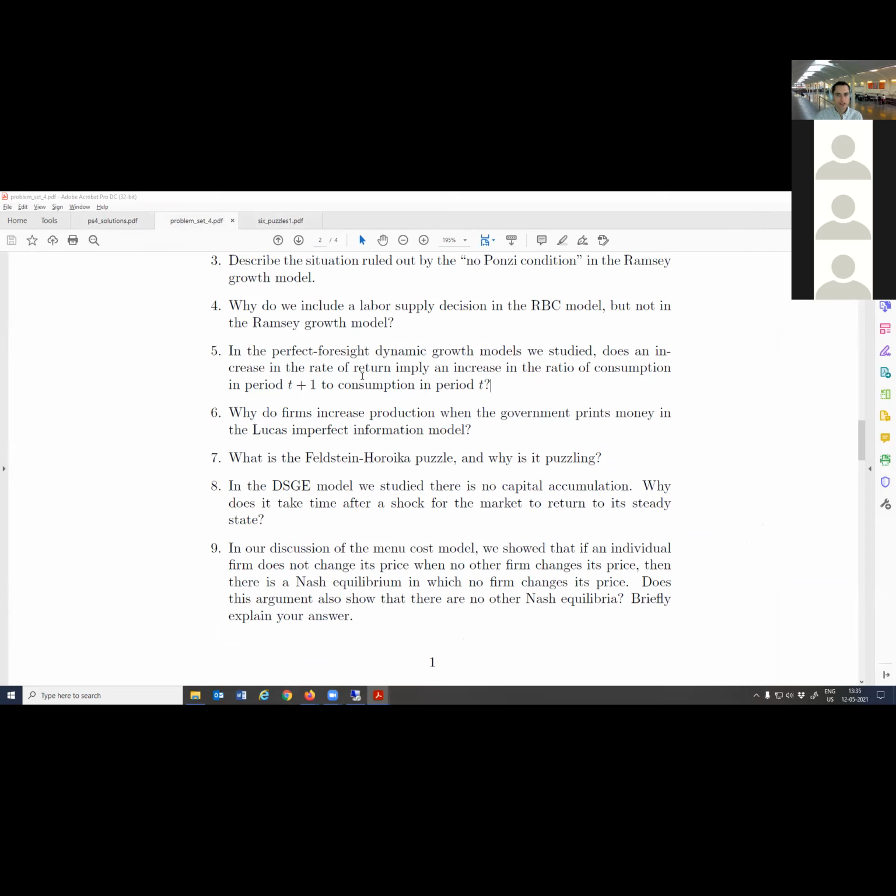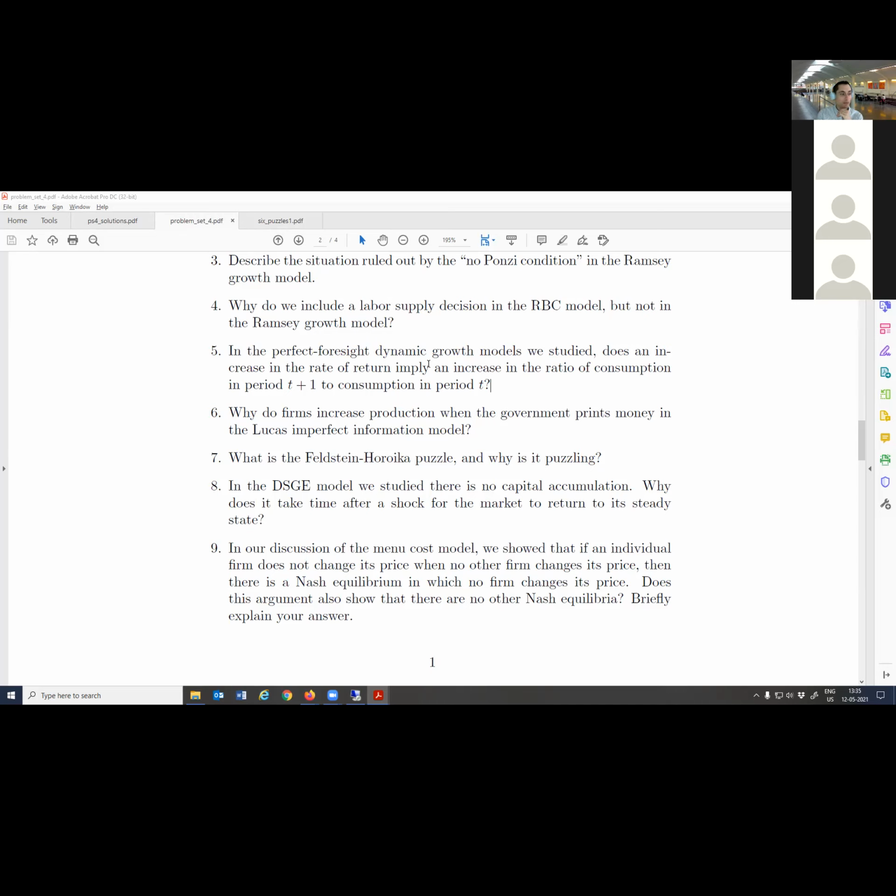That an increase in the rate of return implies an increase in the ratio of consumption in t+1 to consumption in period t. Well, I think the way you want to think about this is that an increase in the rate of return is like a decrease in the price of the consumption good at t+1. So think about the consumption in different times. It's just any two goods, apples and bananas. So if the price of bananas goes down, then we expect that the number of bananas relative to the number of apples consumed goes up.